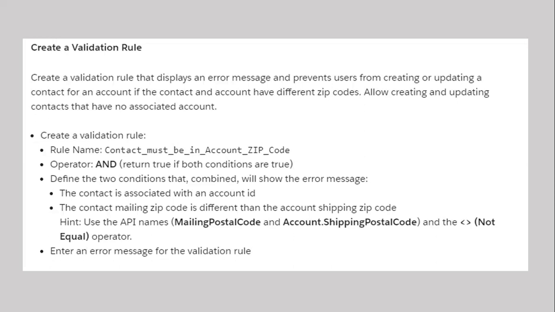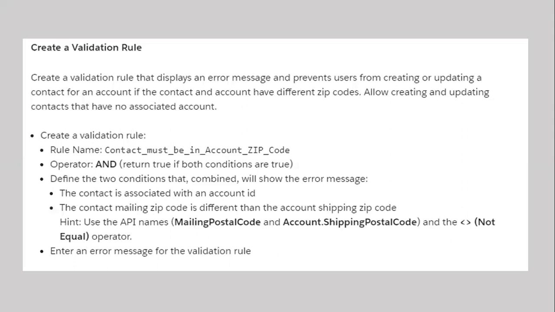Create a validation rule. The rule name is Contact must be in account zip code. You can use the AND operator if both conditions must be true. So what is the first condition? The contact is associated with an account ID. The second: the contact mailing zip code is different than the account zip code. They have given the hint here: use the API names MailingPostalCode and Account.ShippingPostalCode, and the operator is not equal to. And you can enter the error message for the validation rule.